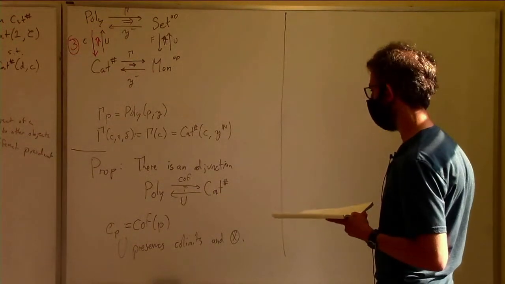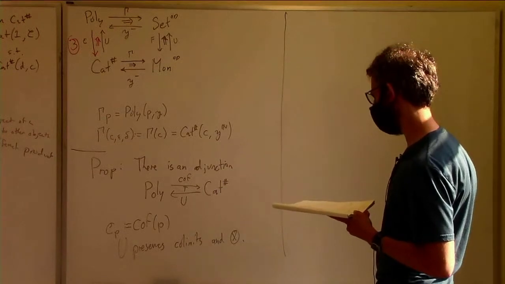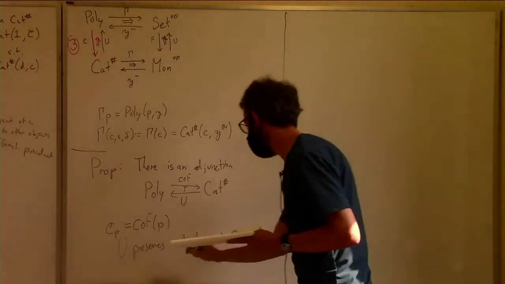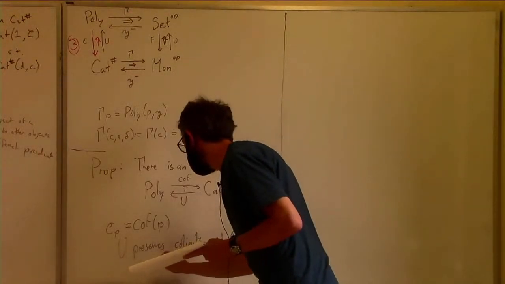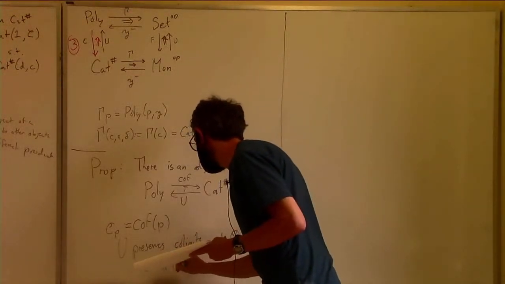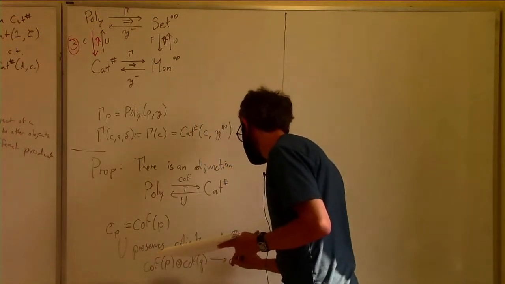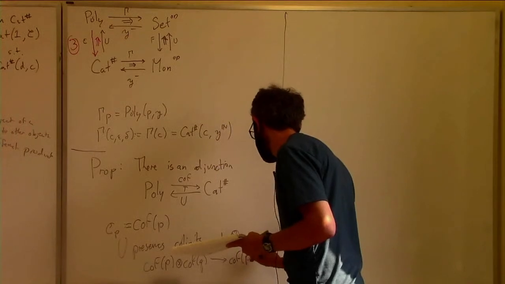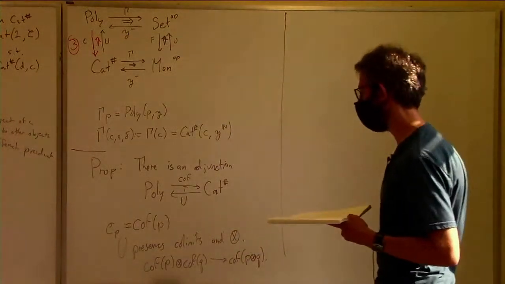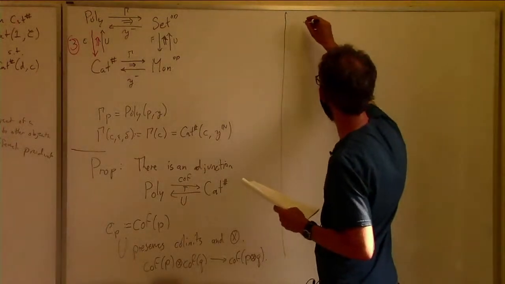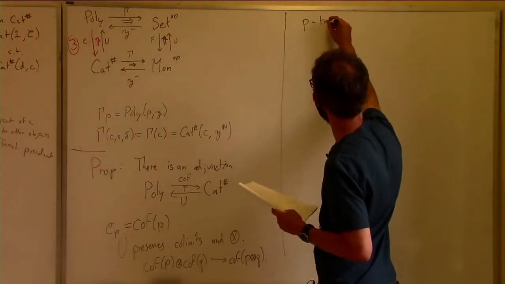But that's not the most important part here. Okay. Well, I guess I also have Cofree of P tensor Cofree of Q. So Cofree is lax with respect to tensor. So these are some facts if you care about facts. But let's get to what Cofree is. So Cofree, let's talk about P trees.